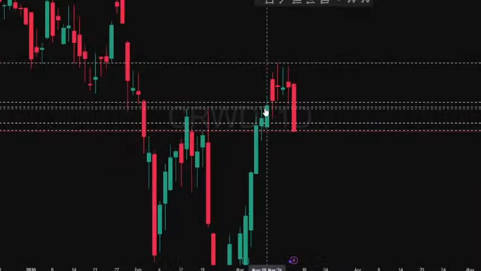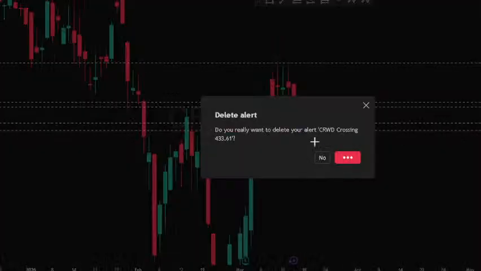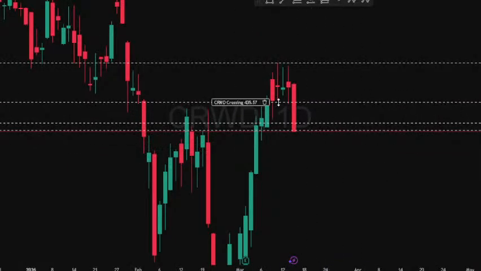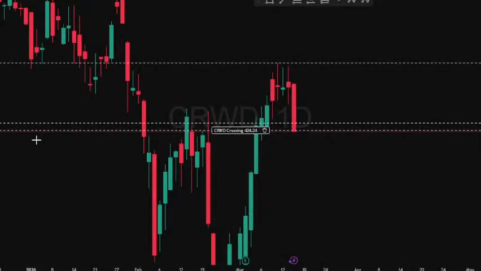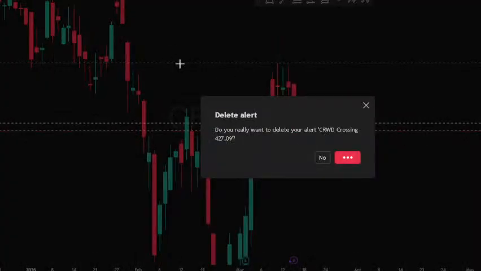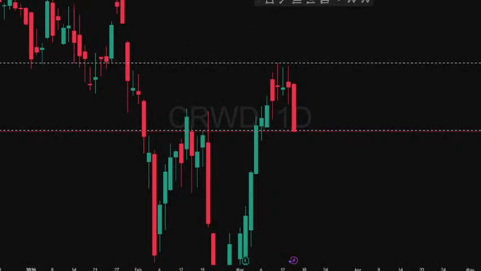I only had these alerts to tell me to get out of the trade, and it never hit them. So it never told me to get out of the trade, but I just closed it myself because I didn't want to hold it. I didn't want to have that risk of it doing something crazy overnight. So we just closed it at almost break even.